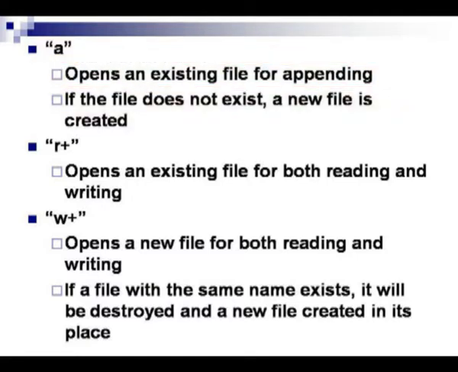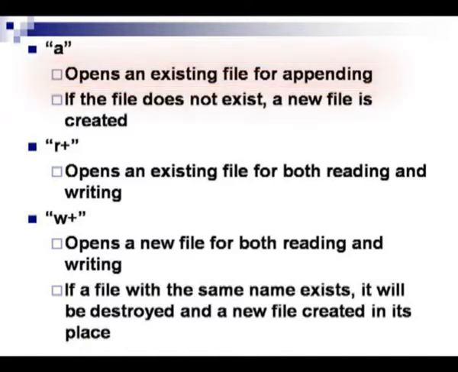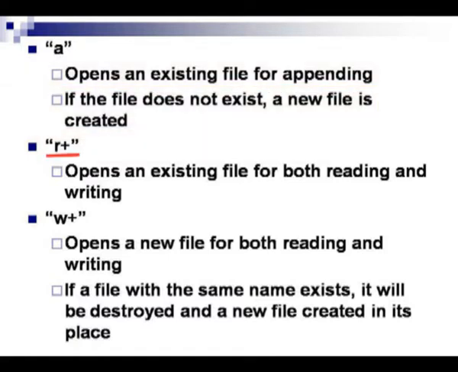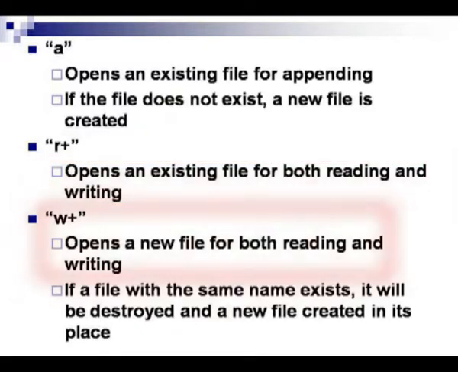It opens an existing file for appending. Appending is nothing but adding contents to the end of the file. If the file does not exist here, again a new file is created in its place. R plus: it opens an existing file for both reading as well as writing. W plus opens a new file for both reading as well as writing.